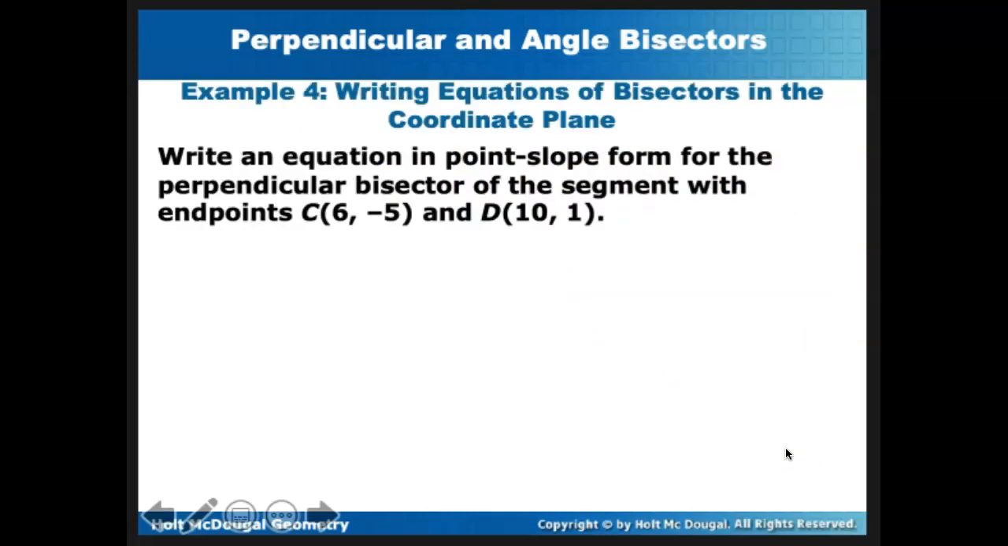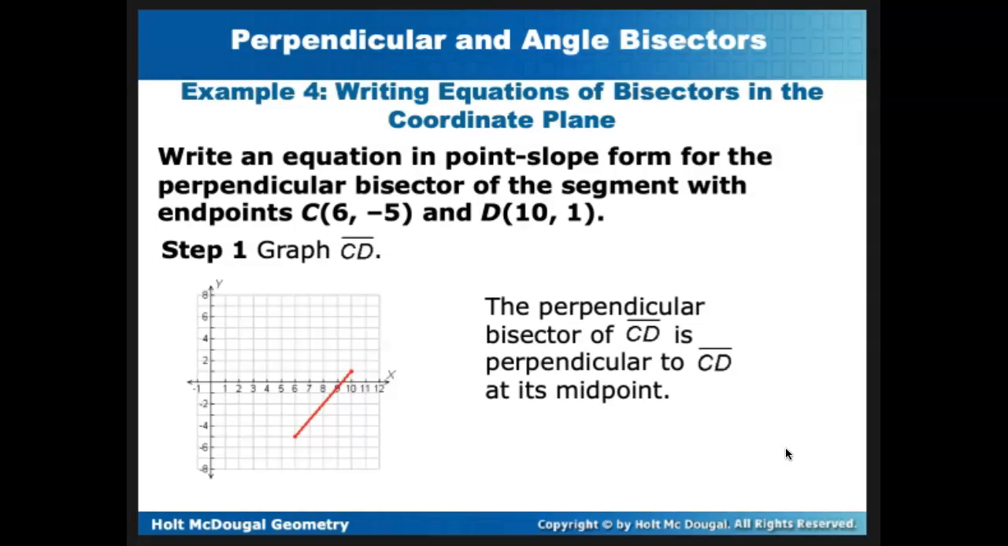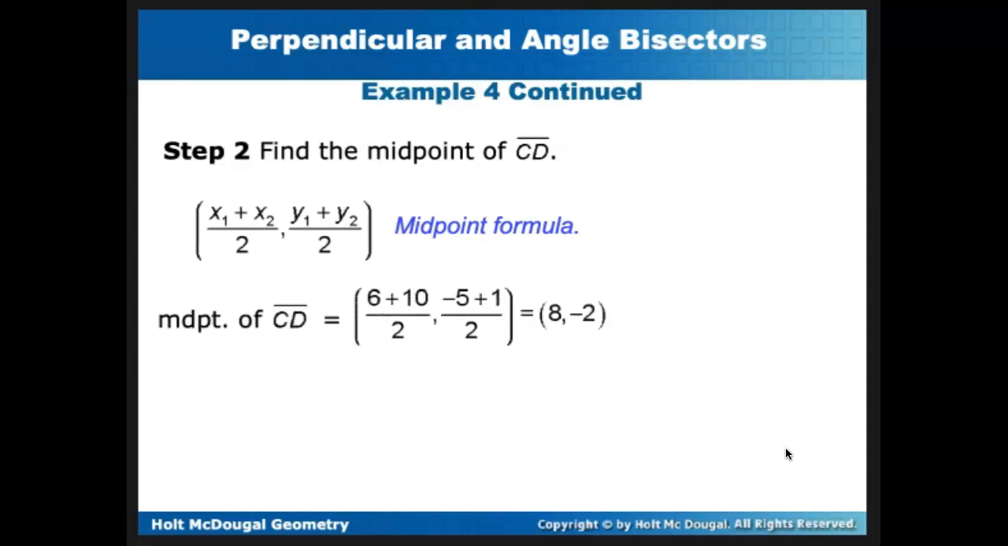Write an equation in point-slope form for the perpendicular bisector of the segment with endpoints C(6, -5) and D(10, 1). So first we want to graph it. The perpendicular bisector of CD is perpendicular to CD at its midpoint. So we need to find the midpoint first. And we'll just use our midpoint formula to do that. And we get (8, -2).